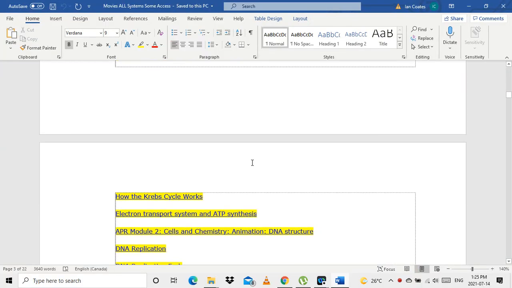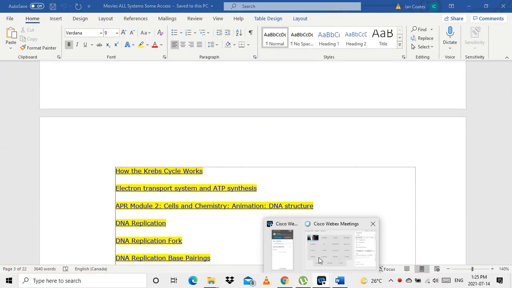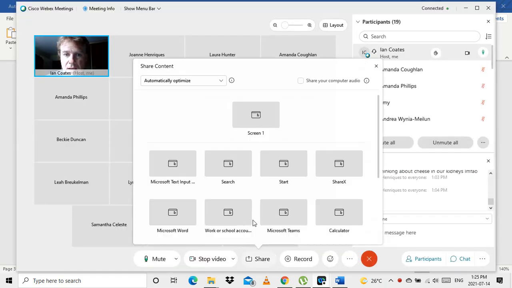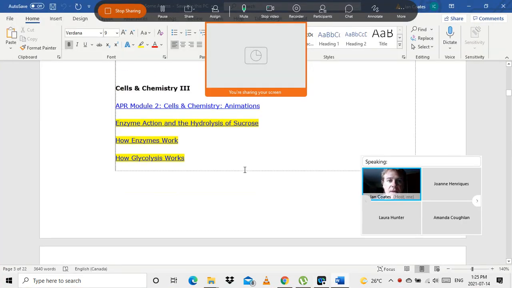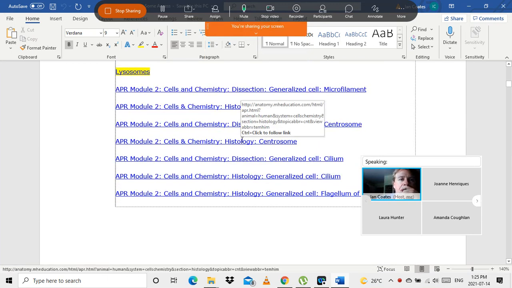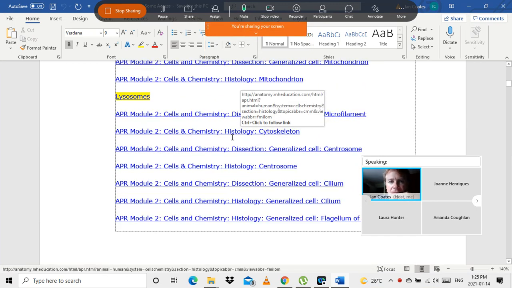These are the movies there, and I'll just... yeah, come on, Ian. There we go. So here are the movies there, these are all links here.